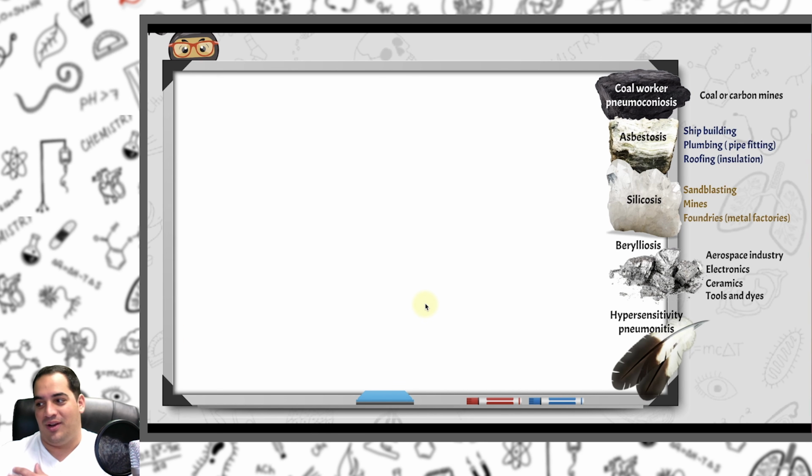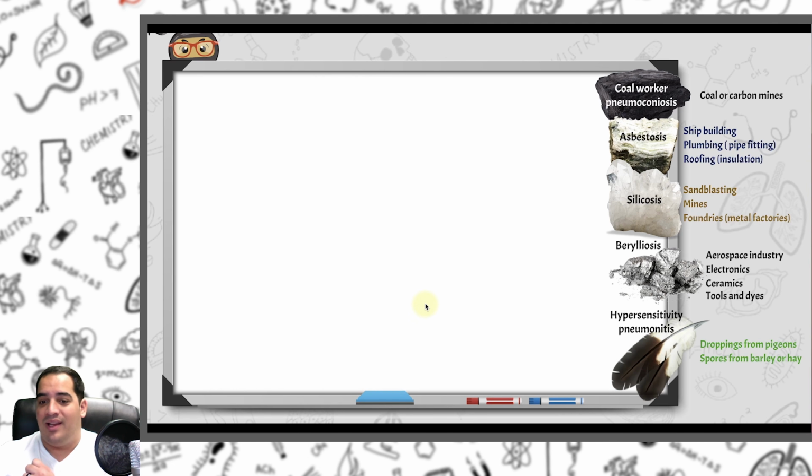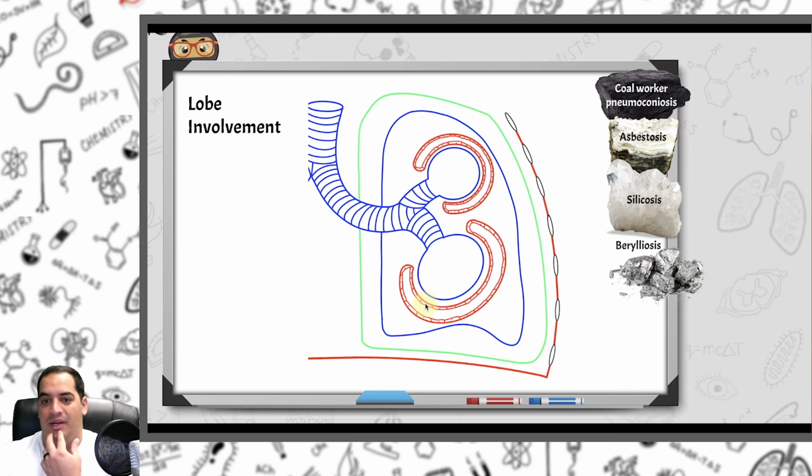And then the last one, if I'm working in coal or carbon mines, it would be coal workers pneumoconiosis. And then if I'm working as a farmer, maybe, and I'm exposed to pigeon droppings, spores from barley or hay, what would it be? Hypersensitivity pneumonitis. So remember these and be able to match those up with the patient's history.